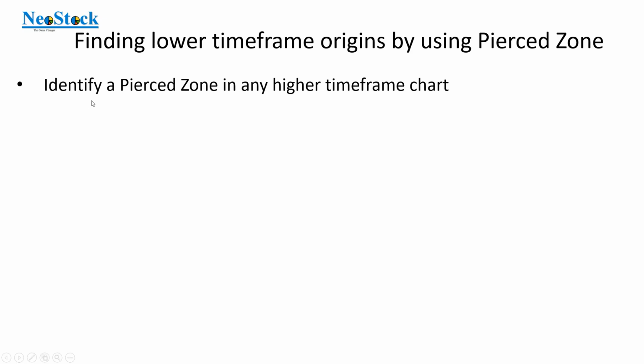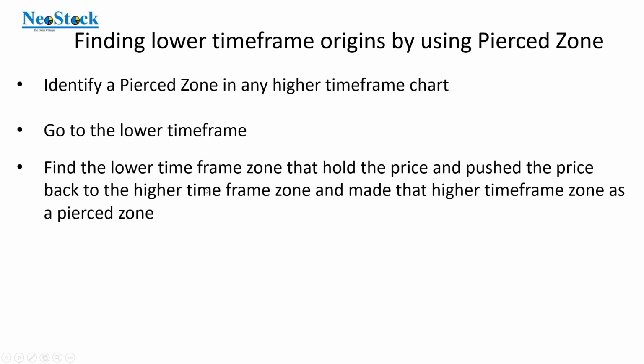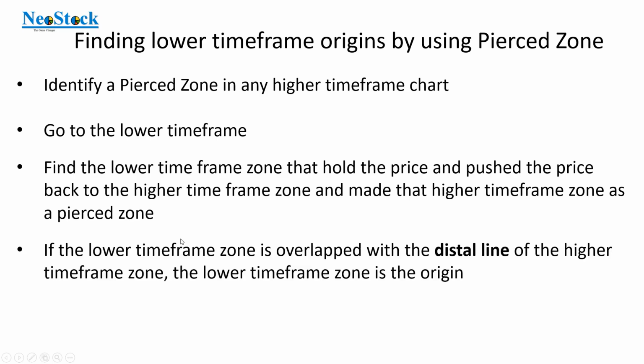First, what you have to do: identify the pierced zone in any higher time frame chart. Go to the lower time frame and find the lower time frame zone that holds the price and pushes the price back to the higher time frame zone and made the higher time frame zone a pierced zone. That means this procedure is exactly the same as the previous one. Then what is the difference?